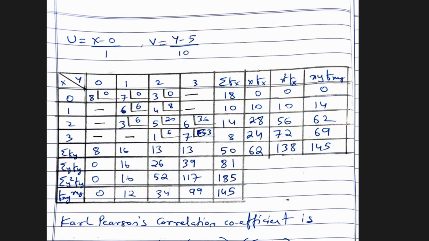So 25 minus 5 is 20. 20 divided by 10 is 2. Similarly, here it is 35. So 35 minus 5 is 30. 30 divided by 10 is 3. So 0, 1, 2, 3. And here 0, 1, 2 and 3.